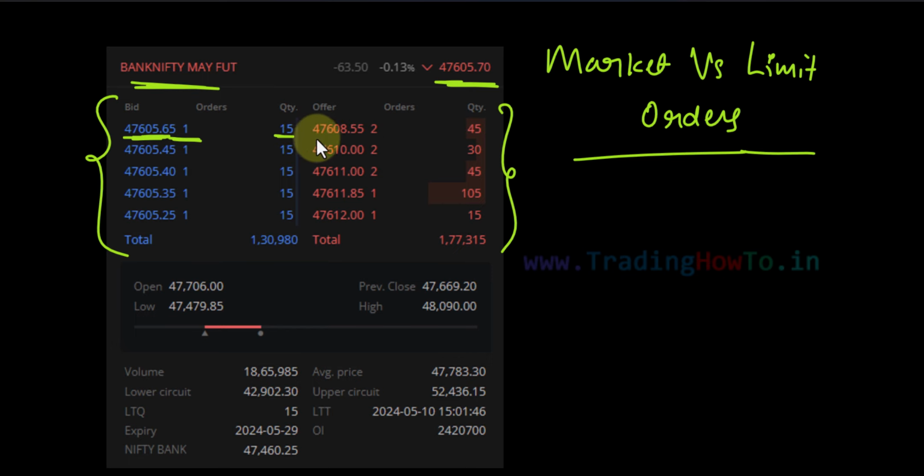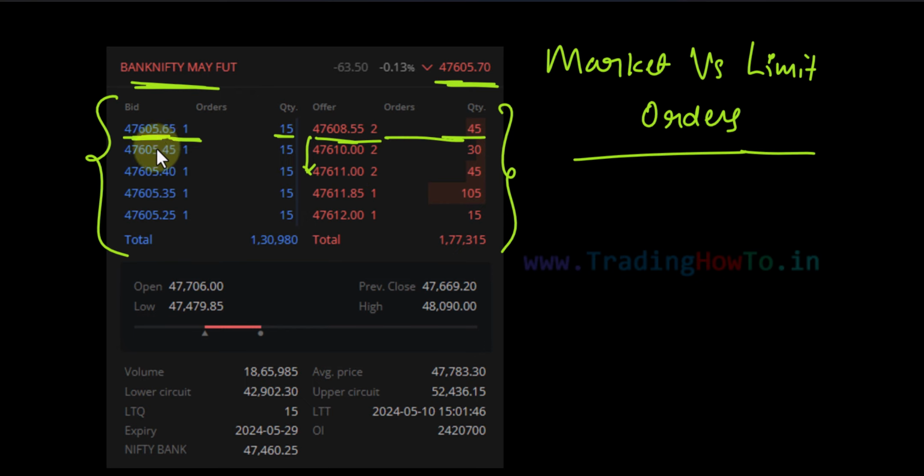Similarly, if we look at this particular limit sell order, here we can find two orders of 45 quantities at this price point. Whoever placed this order is saying that I want to sell this Bank Nifty future at this particular price, and if anyone is willing to buy at this price or any price better than this, then I want to sell.